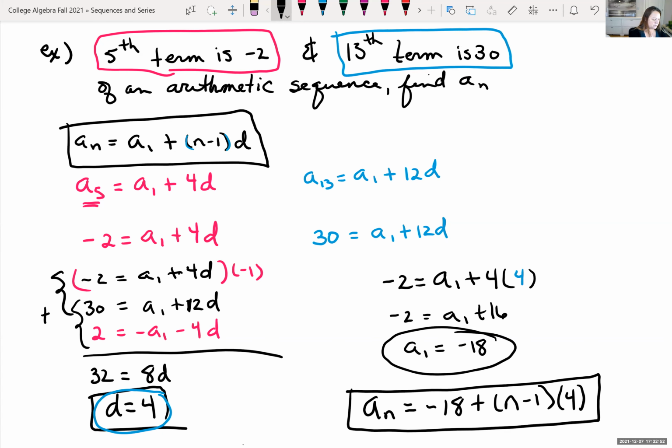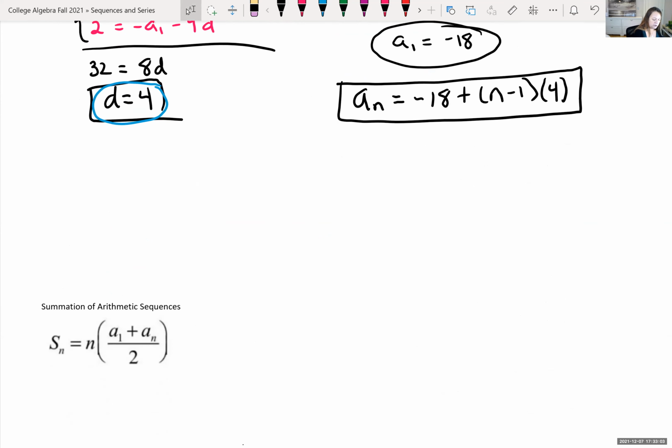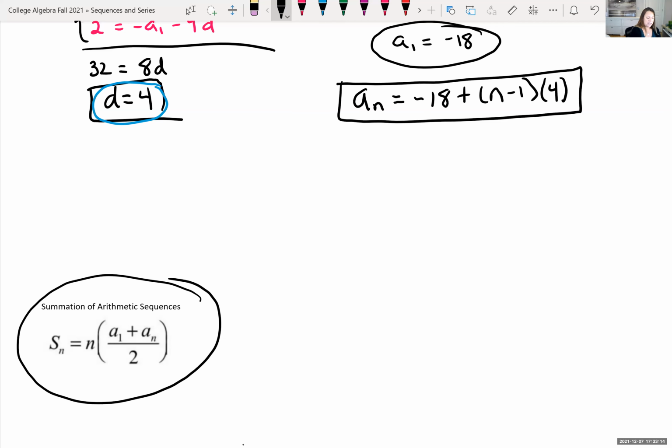Okay, so summations of arithmetic sequences. So there's a formula, and I'll give you this formula too. You just need to know how to apply it. So if you were looking at a summation and you know it's an arithmetic sequence, you can look at n, how much we're summing, n things, times the first term plus the last term divided by 2.